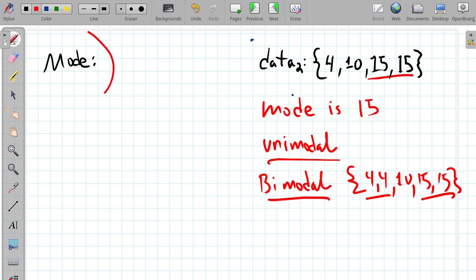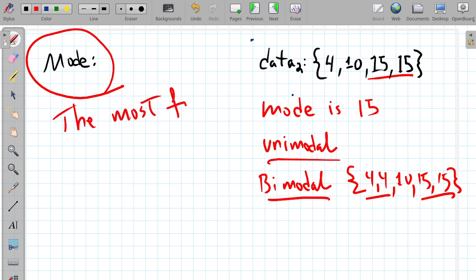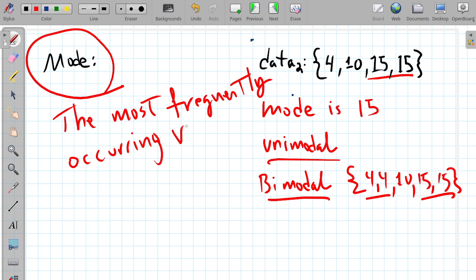So the idea of the mode is pretty straightforward. It is the most frequently occurring value. That's it. Pretty simple idea. So we won't spend any more time on that. We'll move on.